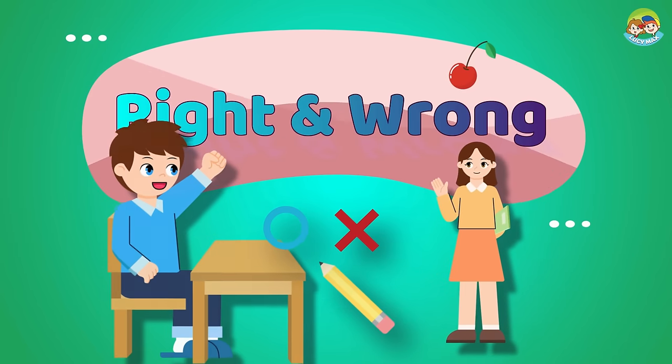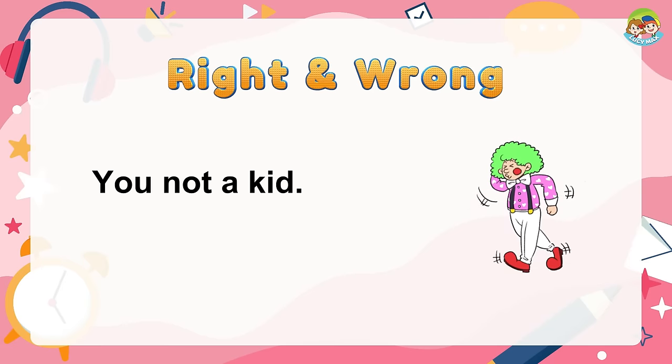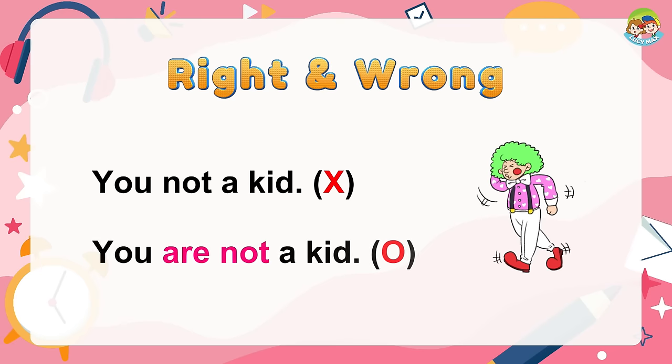Right and wrong. Now let's do the right and wrong section. The first one says, you not a kid. This is wrong because the pronoun you comes with the be verb are. You are not a kid.